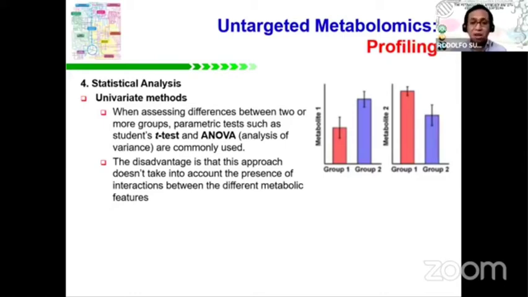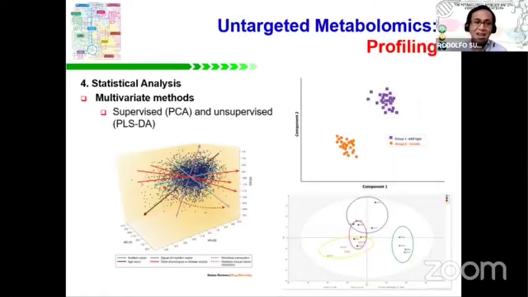They're commonly used. However, one of the pitfalls of this univariate method is that they don't take into account the presence of interactions between the different metabolic features, as if they occur independently. So this is actually not underscored in univariate methods. In fact, univariate methods are normally applied in targeted metabolomics. Now, for discovery metabolomics, the most useful is the multivariate method.